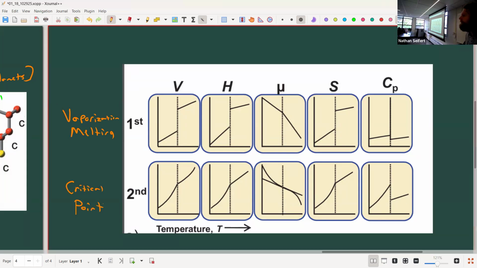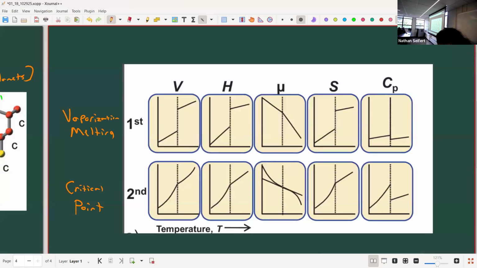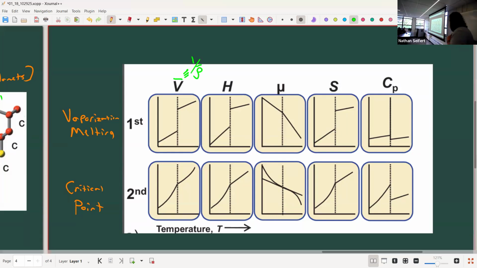We'll see that there are other things that are similar to this as well. And let's just kind of walk through this and see if we can rationalize each of these points. Of course, the first one is molar volume, which I should say is one over the molar density, right? Moles per liter.